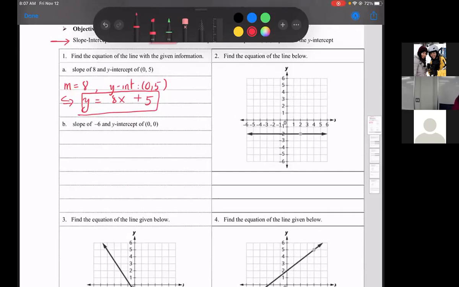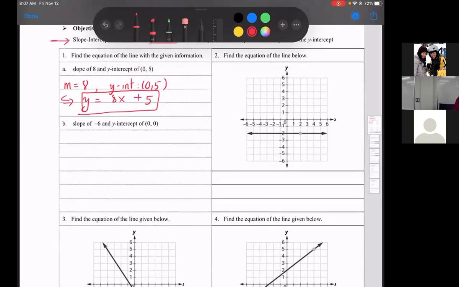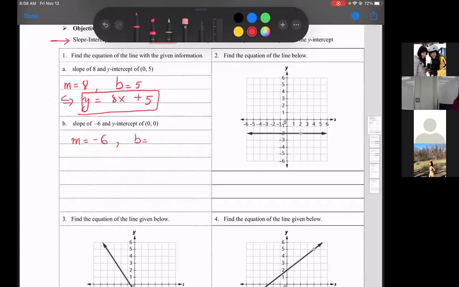Somebody try B for me. The slope is -6. You know what? Let me write like this. Instead of y-intercept, I'm going to write b. Over here, b equals 5. What's b equal here? b is 0, right? Because that's your b. And y equals -6x plus 0, which is y equals -6x.